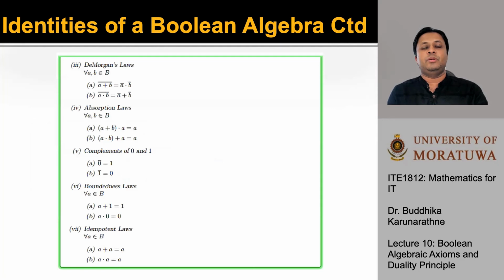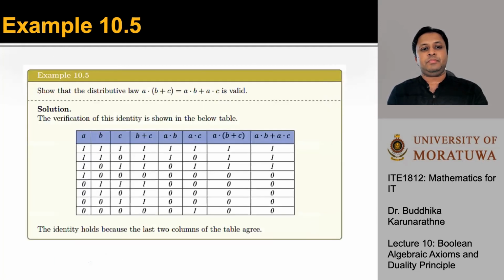And then we can also identify De Morgan's law, absorption law, complements of 0 and 1, which we already identified, and the boundedness law, as well as idempotent laws. So these are the set forth identities of Boolean algebra. And using this Boolean algebra, we can look at some examples and how we solve them.